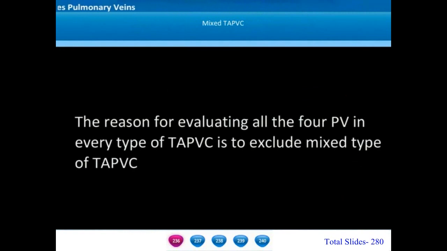The last type of TAPVC will be the mixed TAPVC. Here, the pulmonary veins do not have a single focus of drainage. Some of them may be intracardiac, some of them may be supracardiac, and there will be a mixed pattern of drainage.